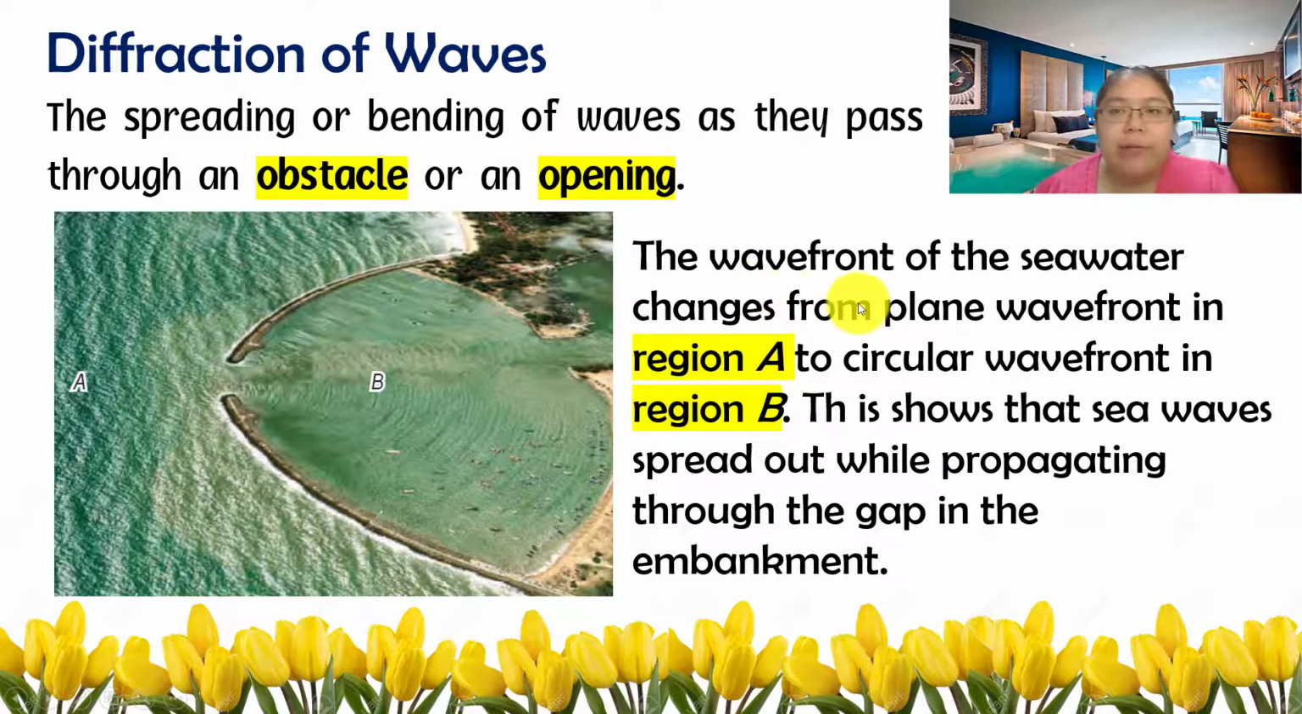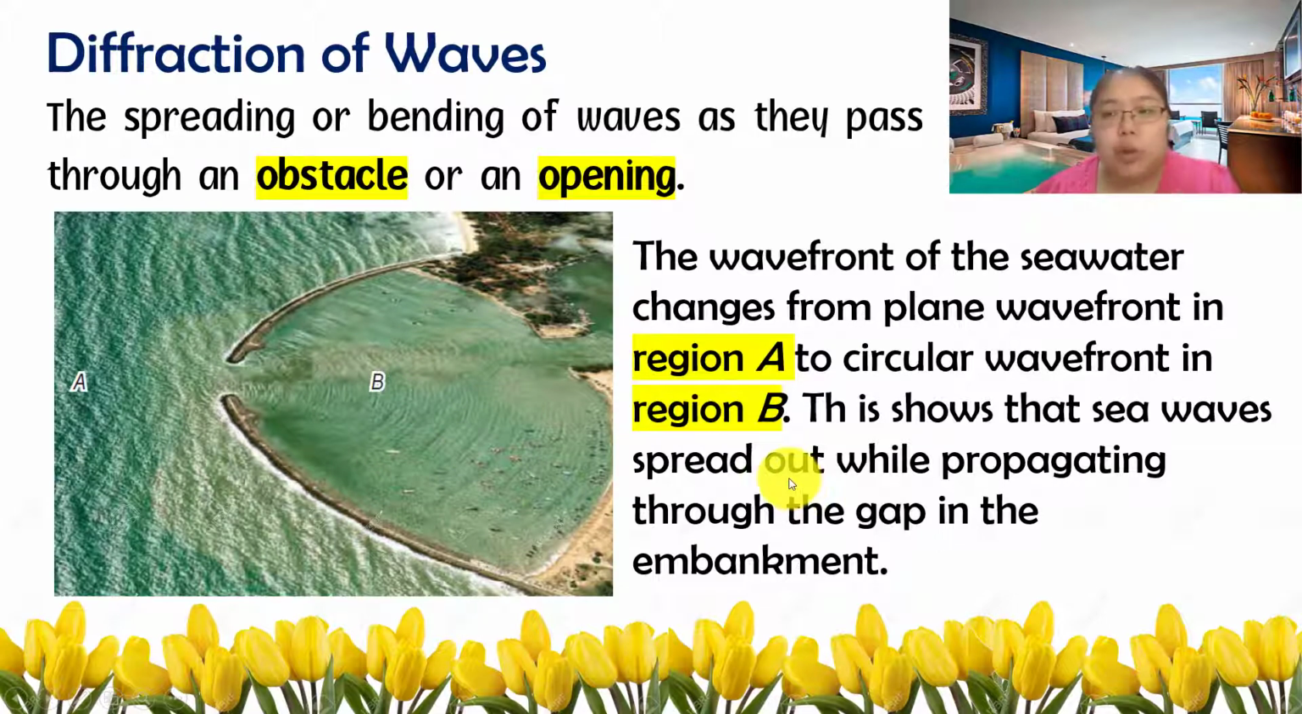Okay, now the wave front of the sea water changes from the plane water front in region A. Region A is a deep area. So the wave front will change. From the start you see the wave front is bigger because this is a deep area, to a circular wave front in region B. So can you see the shape? When it goes through the small opening, the shape becomes circular. You can see clearly the circular wave.